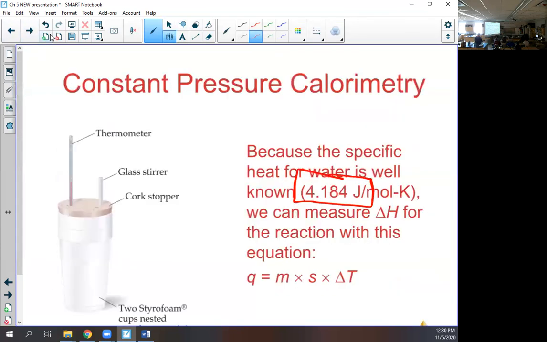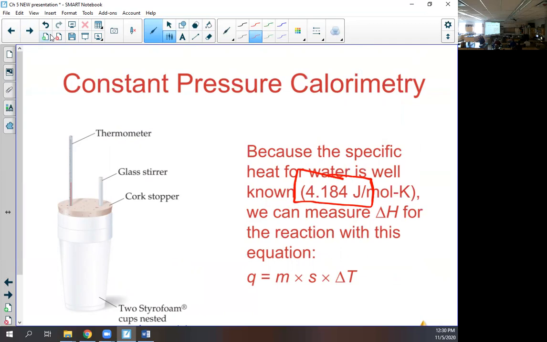So, specific heat, is that more like water, is that as hot as it will get? Specific heat is just the energy required to raise it 1 degree. For water, it's 4.184. For aluminum, it'd be like 1.9 or something like that.